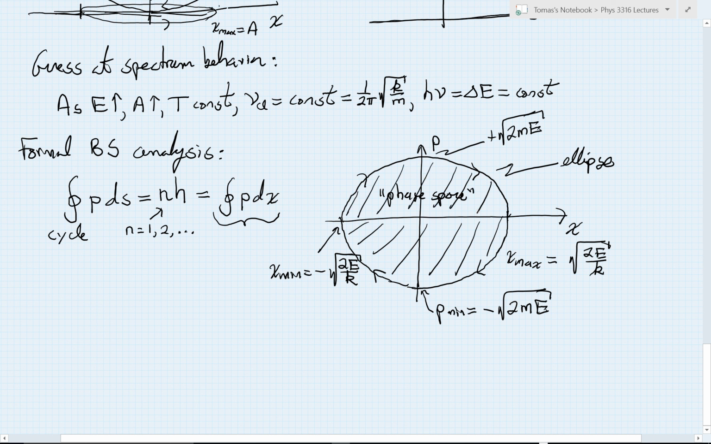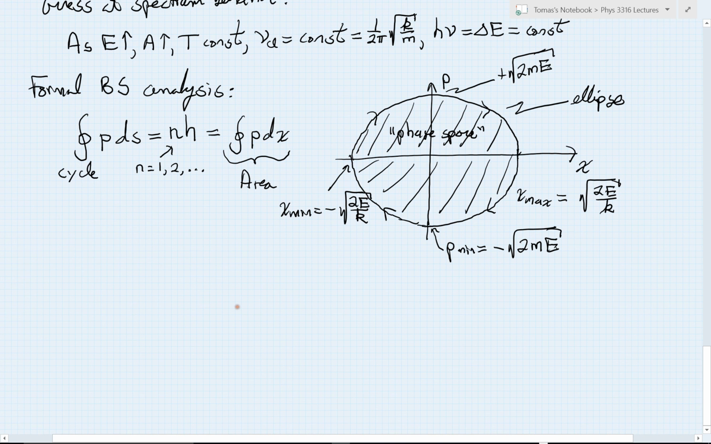This integral just gives me the area of the ellipse. So what I have then is n times h equals the area of my ellipse. And you may recall the formula for area of an ellipse. It's very much like a circle. A circle is pi r squared, but here we kind of have two different radii. Those radii, quote unquote, are actually called the semi-major and minor axis. So it's pi times the semi-axes, pi times a times b is the standard formula.